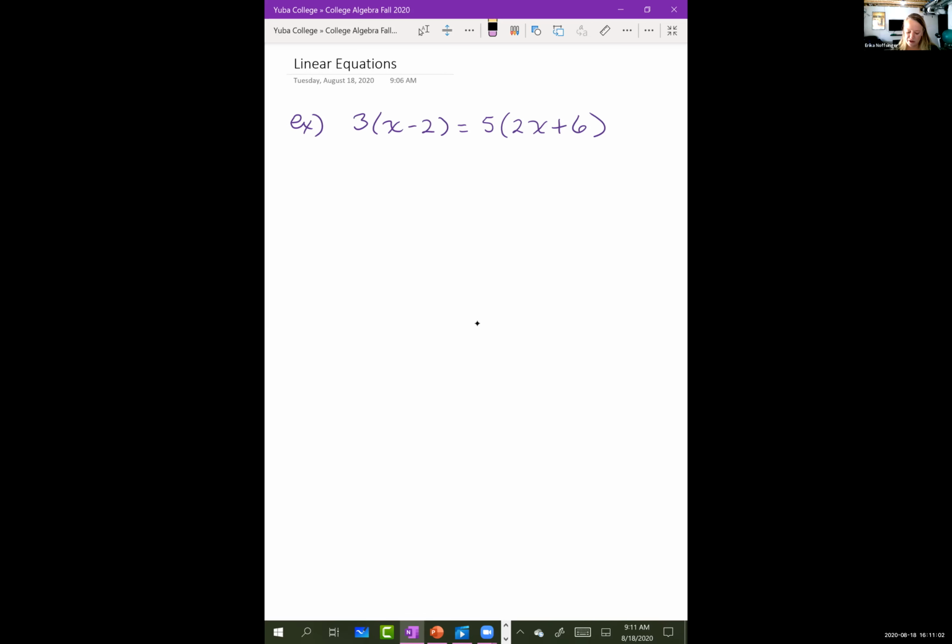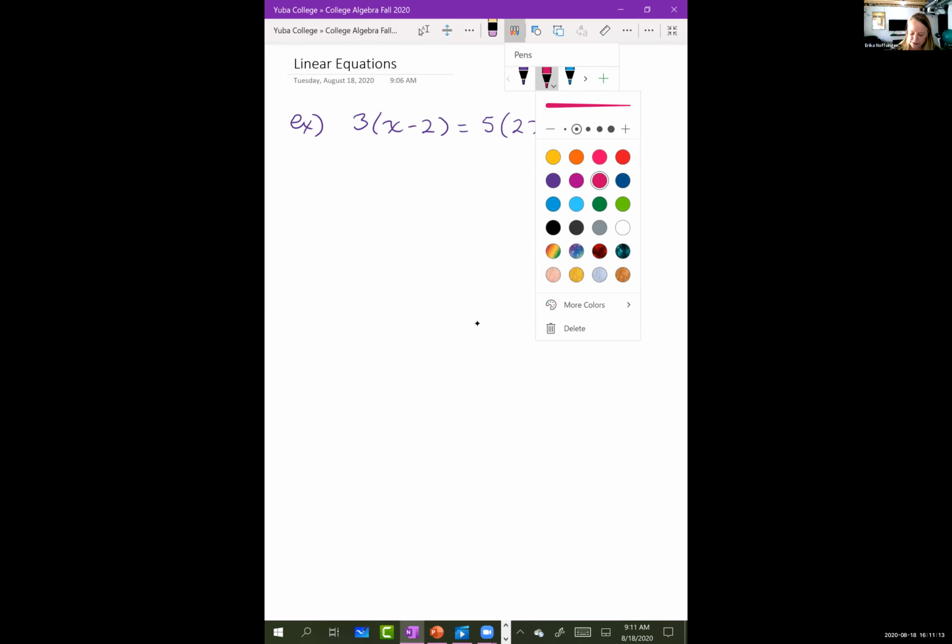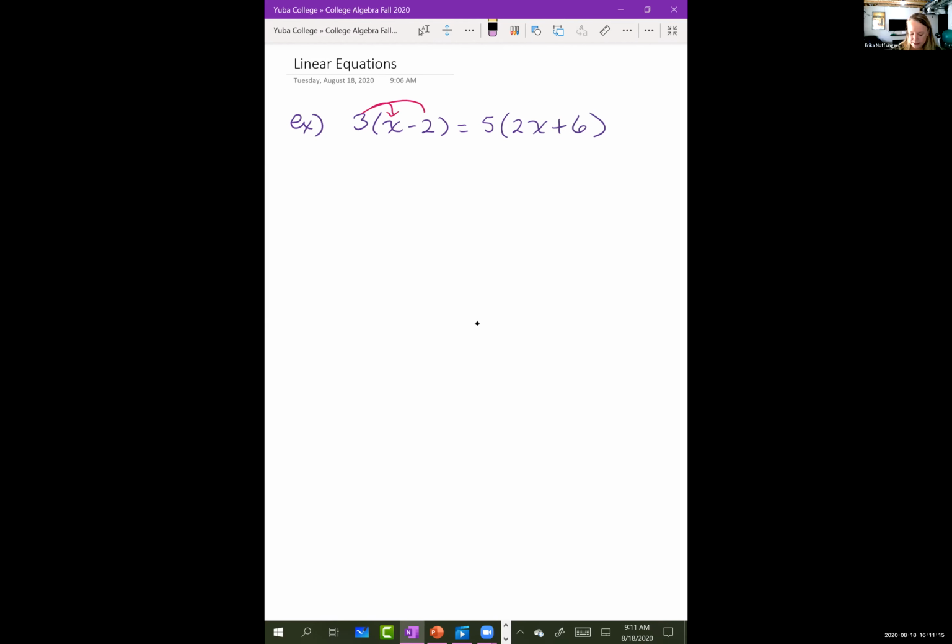Here we notice that there's a 3, and there's no sign between the 3 and the parentheses, so that's multiplication. We can distribute the 3. Doing that, we get 3 times x, which is 3x, minus 3 times 2, which is 6, is equal to, and on the right-hand side we distribute the 5, so we get 10x plus 30.